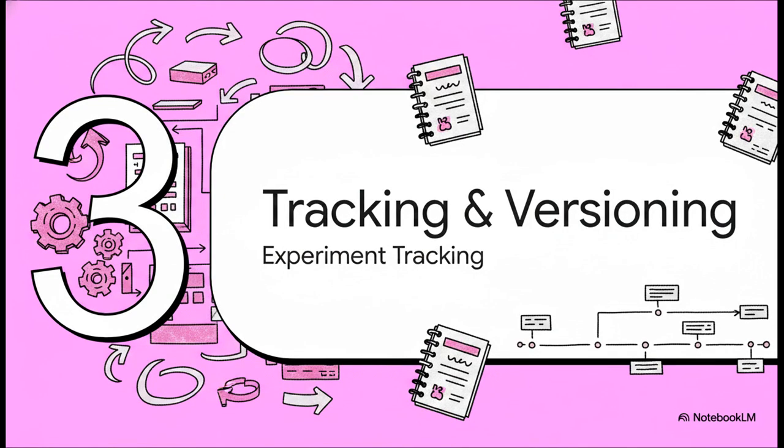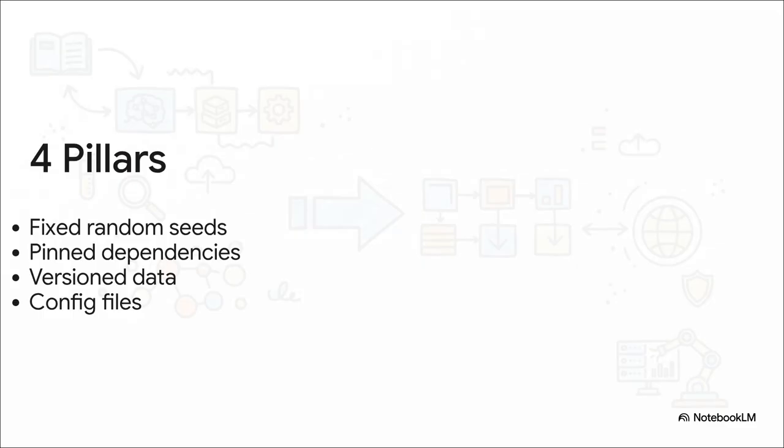Section 3, tracking and versioning everything. So imagine you run 50 different experiments trying to find the absolute best model. How on earth do you remember exactly what you did for experiment number 17? You don't. Unless you have a system. A truly reproducible experiment requires 4 non-negotiable pillars.